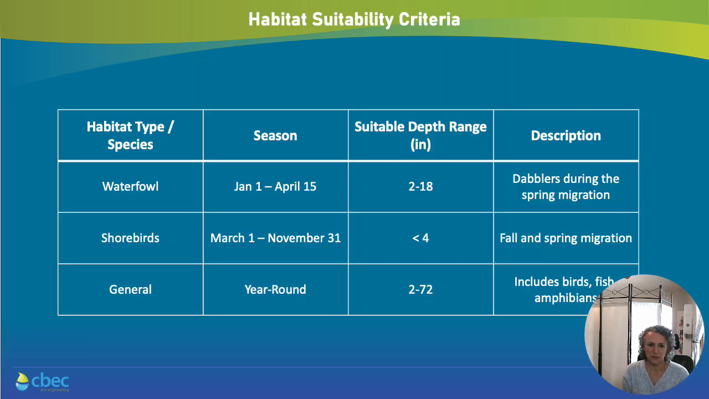In Tier 2, we were able to create a set of criteria that was looking at the habitat suitability based on some species that TNC was interested in prioritizing. So we ranked areas of the river based on the suitable water depths and the frequency of inundation, and we worked with a series of professionals that helped to inform us as to what the suitable depth should be for waterfowl, shorebirds, and then we also just looked at general wetland conditions.